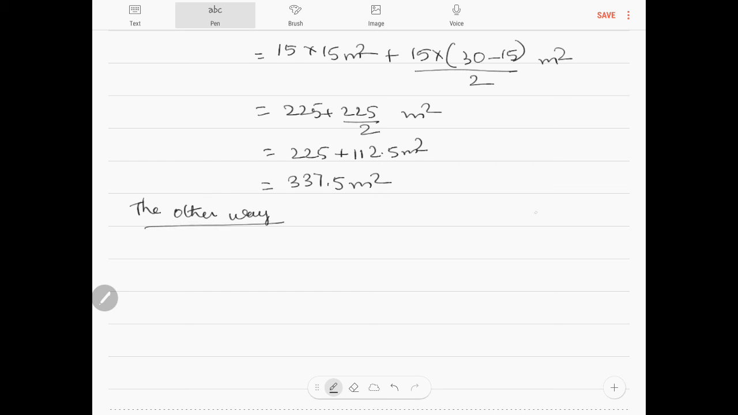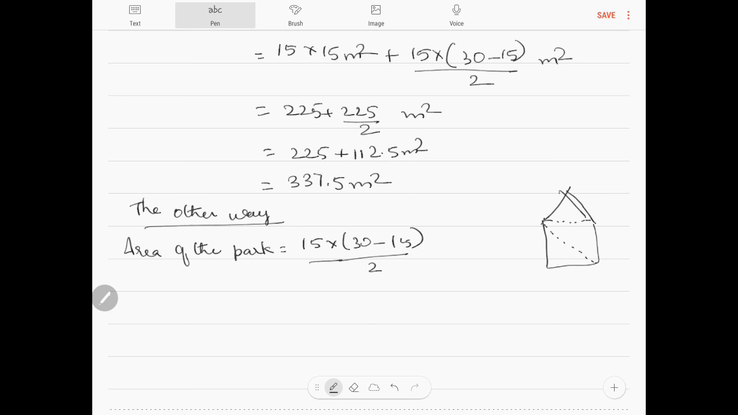Now the other way of dividing the park will be this way. This is the area of the park: 15 into 30 minus 15 by 2, which is equal to 2 into 15 into 15 by 2, which is equal to 337.5 meter square. So we have found the three answers to be the same.